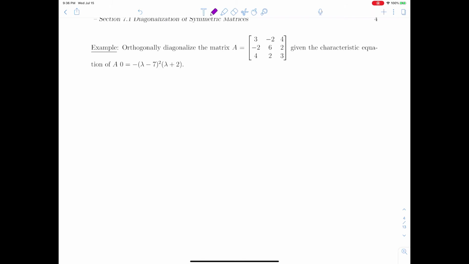So let us check and verify whether we can orthogonally diagonalize the given matrix A with its characteristic equation 0 equals negative (lambda minus 7) squared (lambda plus 2). So the first thing you want to check is whether A is a symmetric matrix. If you see the matrix over here, you can tell that we have symmetry along the diagonal entries. So the given matrix is symmetric.